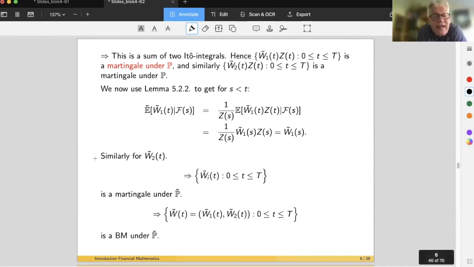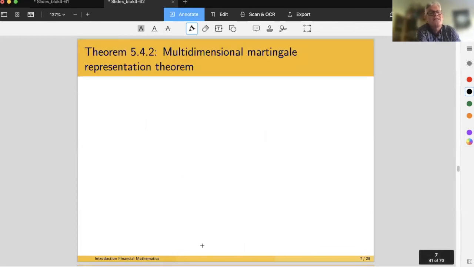And then with the Levy characterization, having confirmed the last property, the fact that we're dealing with martingales, we can conclude by means of the Levy characterization of Brownian motion that the vector W tilde_t, consisting of W tilde_1t and W tilde_2t, 0 less or equal to little t less or equal to T, is a Brownian motion under P tilde. Quod erat demonstrandum. All right, what is the next step?